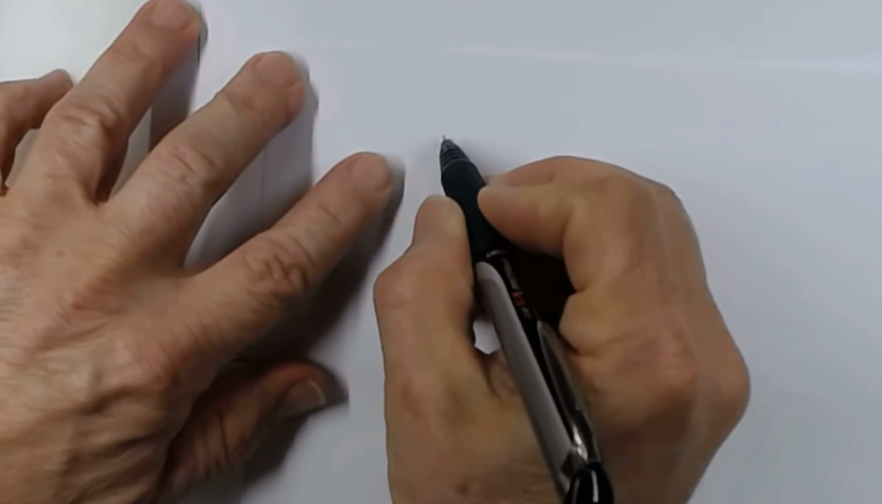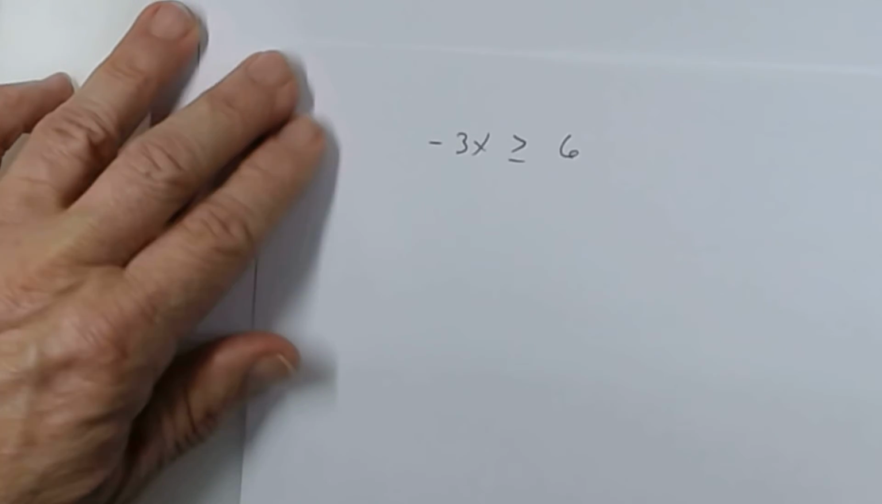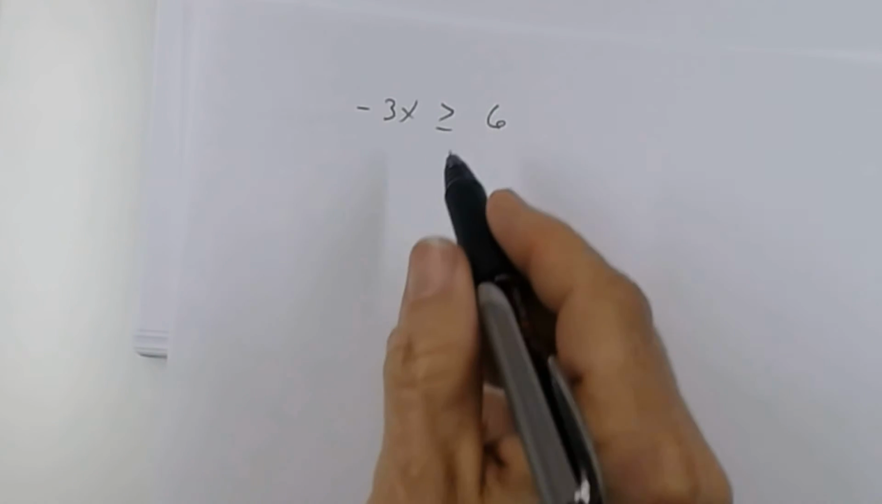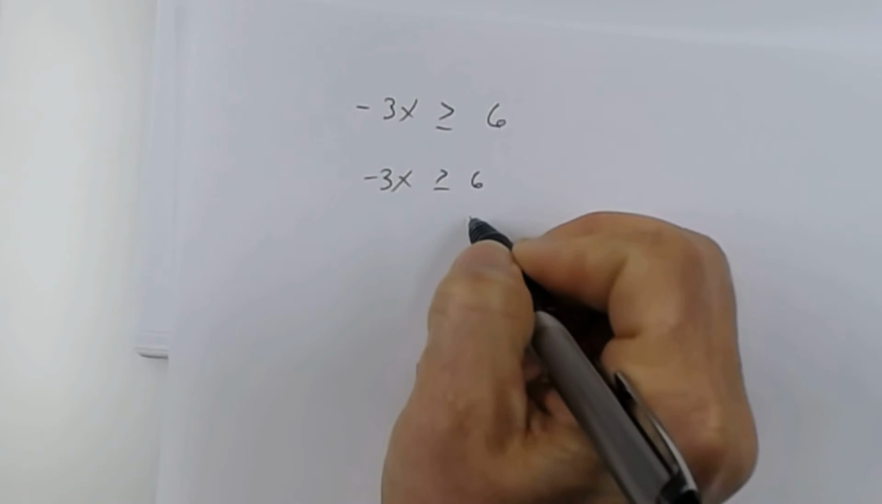Remember how to do this one? Negative 3x is greater than or equal to, let's say, 6. That's the one you had to be careful about. So you may remember this idea. To get x by itself, remember I'm solving an inequality, right? To get x by itself, I have to divide both sides by negative 3. Now, one of the things you learned was that if you divide or multiply an inequality by a negative number, you have to reverse the inequality symbol.